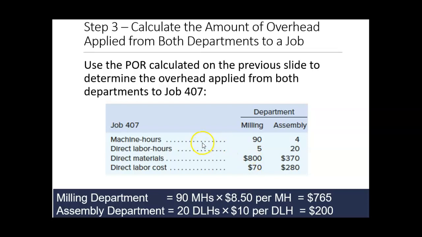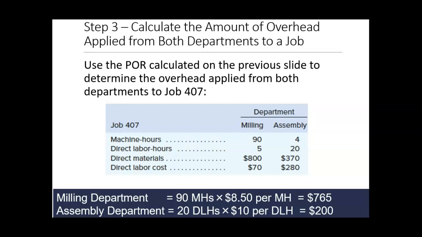So for job 407, in the milling department, there was a total of 90 machine hours. And remember, the overhead rate was $8.50 per machine hour. So the overhead cost assigned in the milling department for this job would be $765. So again, you took the machine hours in the milling department times the predetermined overhead rate. We're going to assign overhead costs of $765 in the milling department.